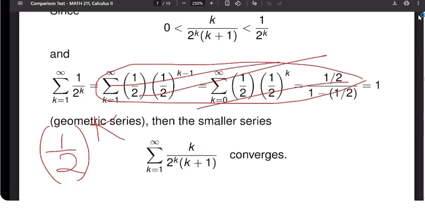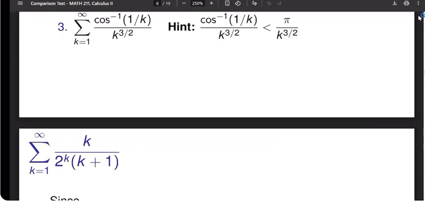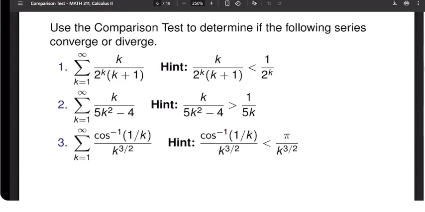In geometric series, when the rate is less than 1, like half, half is less than 1, that's a convergence. Exactly what we mean. Okay, so the next, we're still under comparison test. Please pay attention. Let's focus on the second one.